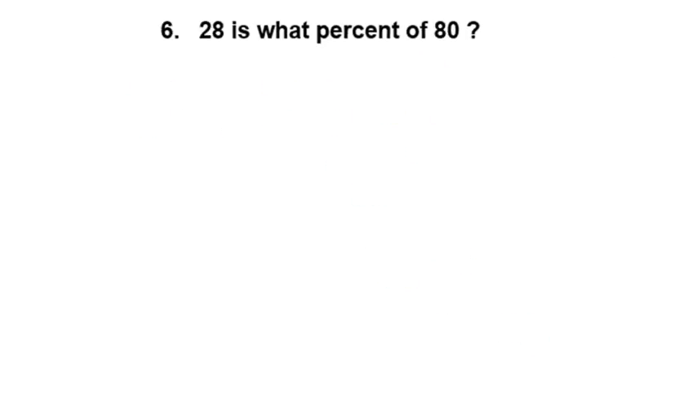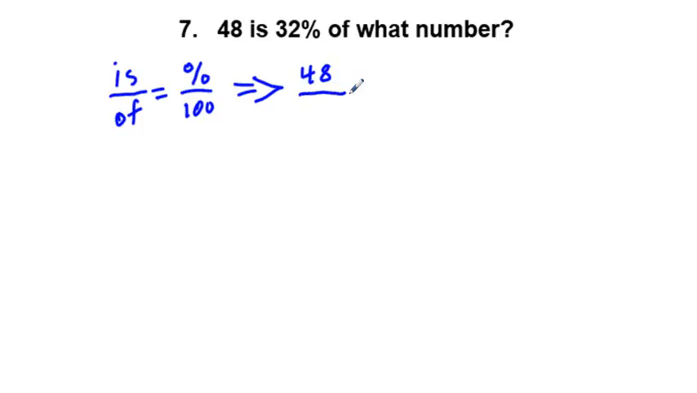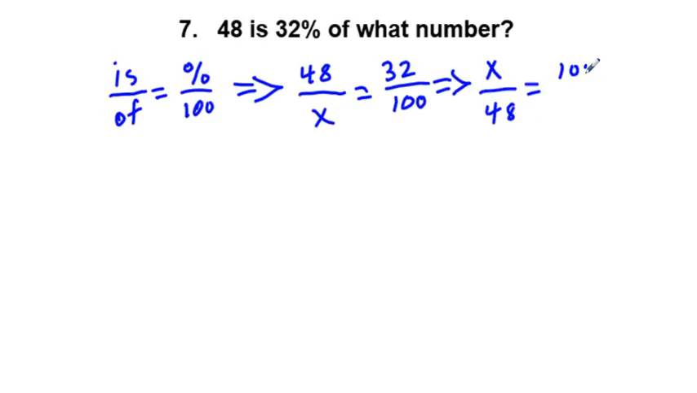Problem number 7, we have 48 is 32% of what number? So again, we can access our is over of equals percent over 100. And to do that in this instance, we have our is 48, and of is our x, right? Of what number? Equals our percentage, which is 32, over 100. And we can flip these fractions to get that x that's sitting in the denominator into the numerator. So we can rewrite this equation with fractions as x over 48 equals 100 over 32.